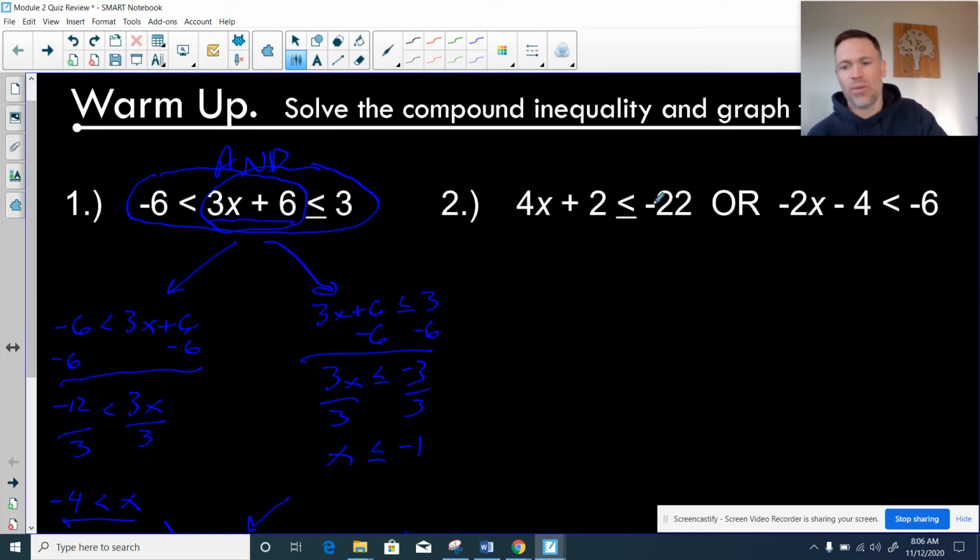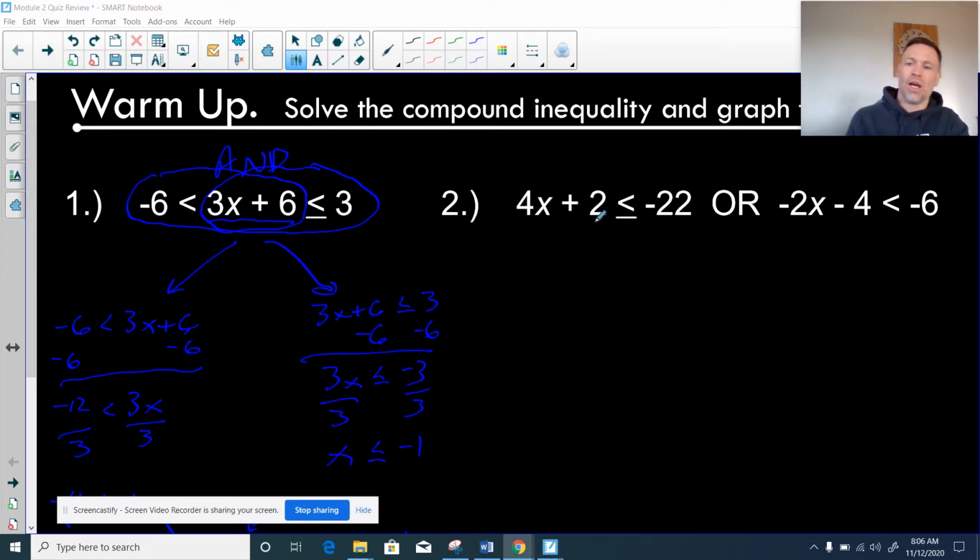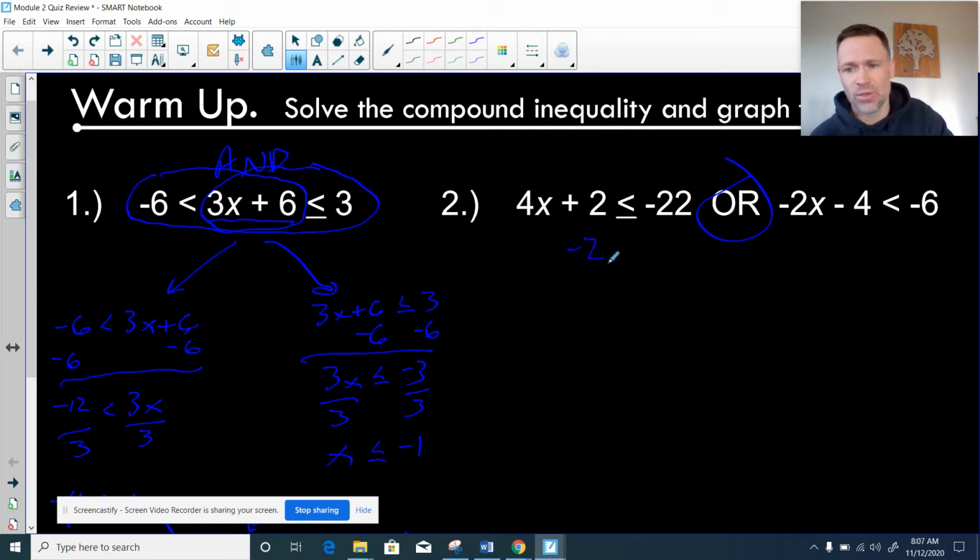All right. Now, for or compound inequalities, they're a little bit easier because there's no separating, and we can identify it easily because it says or. So all I got to do is solve them individually, connect them with the word or, and then graph them as is. I will do that. So I'm going to subtract 2 from both sides to start this one. So 4x plus 2 is less than or equal to negative 22.